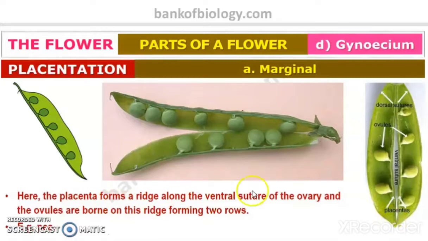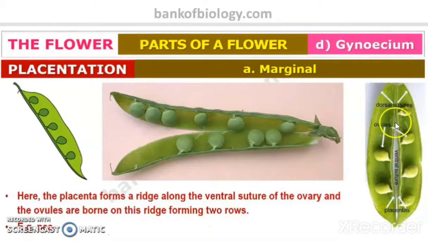So the placenta will form the ridge along it. Ridge means it is the point where the 2 parts are combining. So this place is called the ridge. And when this ridge is formed in the ventral suture of the ovary, the ovules are borne on the ridge, forming 2 rows.